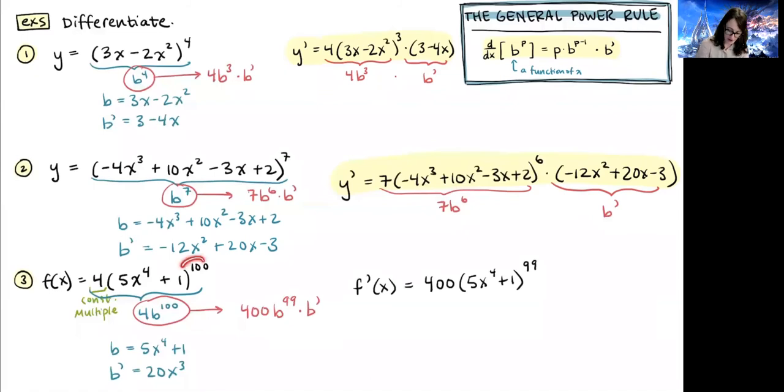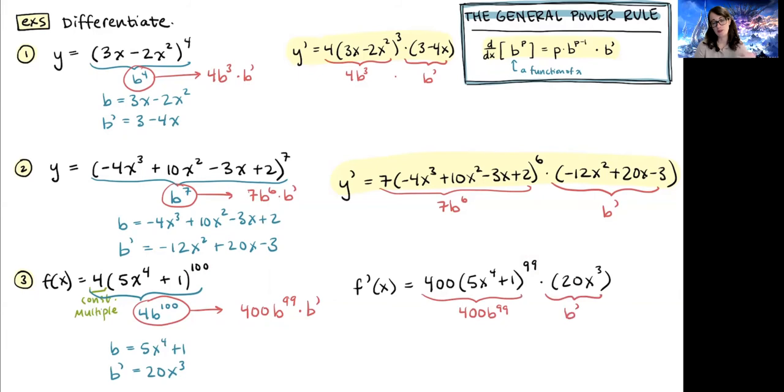Okay, so the 100 comes down, multiplies to give us 400 here. The base stays the same. We subtract 1 from the power to get 99. And then we have to multiply this by the derivative of the inside. And that was 20x to the 3rd. Okay, so again, just here we've got 400b to the 99th. And then here is b prime.